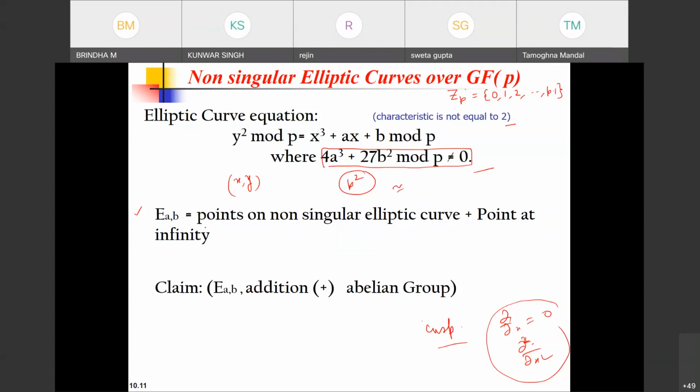So we are defining a group on the points. We need a set, and then we need an operation. Then only can you have a group. So we need one elliptic group where the points form the set E, which we defined.